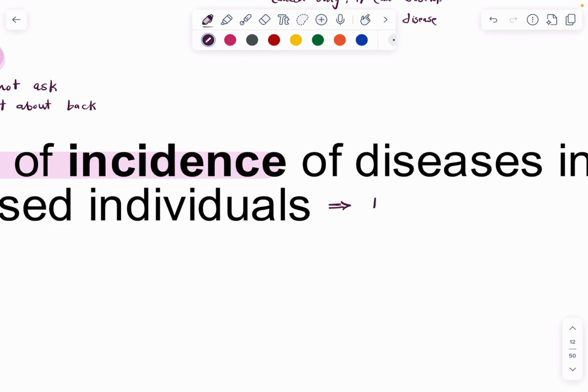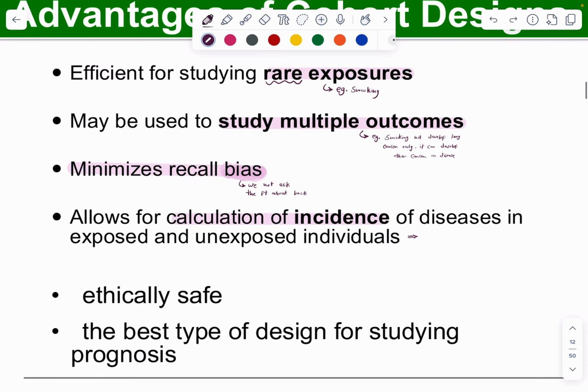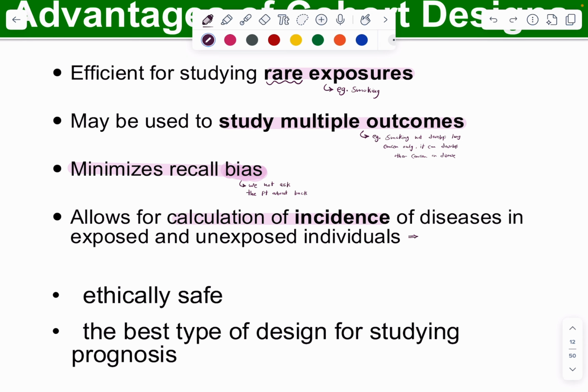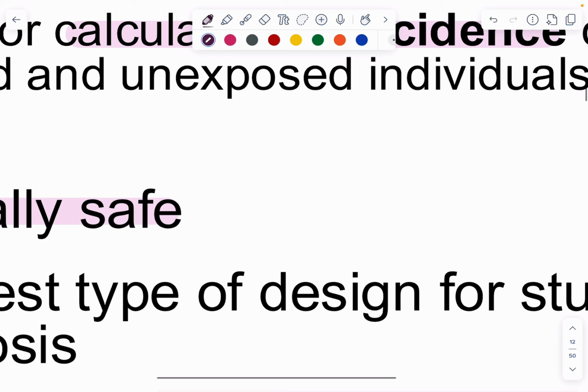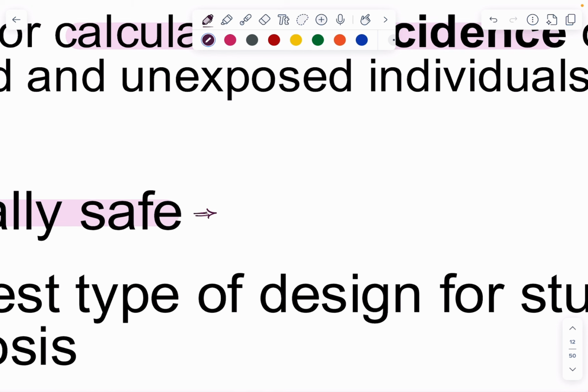Incidence can be calculated. Incidence leads to relative risk, which we will see. So incidence among the exposed and incidence among the non-exposed we can calculate, and then we will divide them and get the relative risk. We can calculate incidence because all the new cases happen in front of our eyes. Ethically very safe. Why is it safe? Because we are not doing anything, we are just observing them. We are not harming or benefiting them, just observing. So ethically this is very safe.